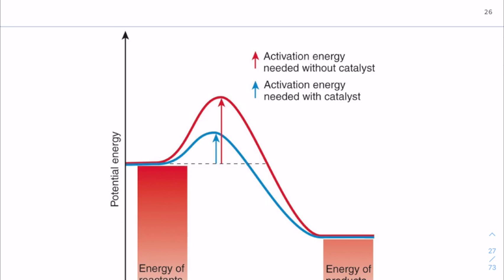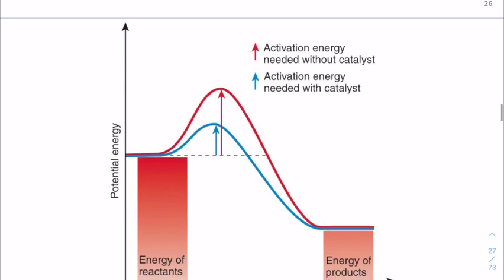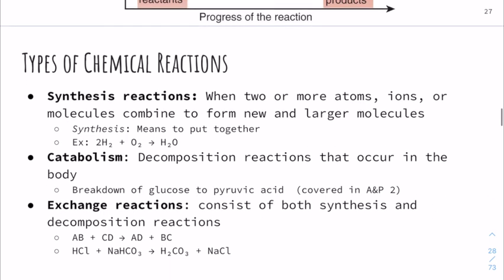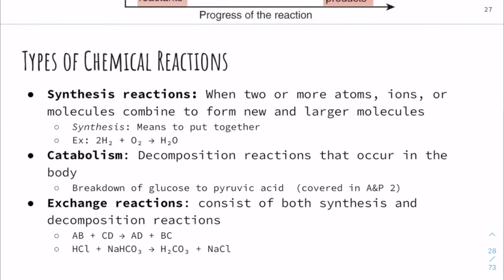So there are many different kinds of chemical reactions. We have synthesis reactions or catabolism reactions. Synthesis is forming new molecules. As we form new molecules, we have atoms, ions, and molecules that form even bigger ones. Think of synthesis as building, while catabolism is breaking down. Catabolism is the decomposition reactions that occur. Like glucose. We break down glucose to ATP, which eventually gets broken down further into pyruvic acid. That'll be covered in Anatomy 2 next semester.